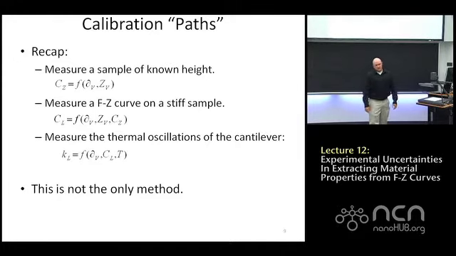I also want to point out this is by far not the only way of doing this. One can imagine if we, for example, know the cantilever stiffness from one of the other methods. For example, if we just geometrically determine it with EI over L cubed, I think. Or if we use Sader's method, we could get KL. We could use the thermal method to get CL. And then we can do an F-Z curve on a stiff sample to get CZ.